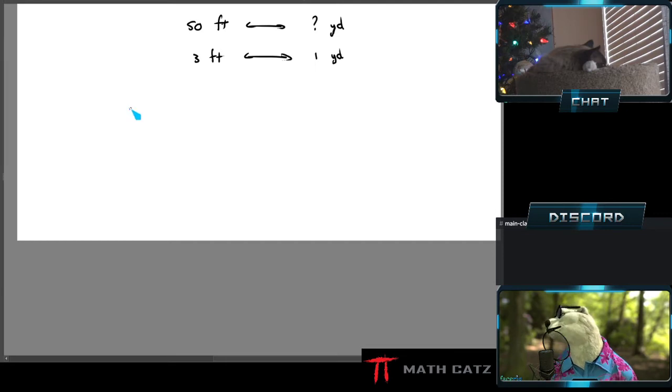Okay, so what I'm going to do now is make some fractions here. Then I'm going to erase these arrows.